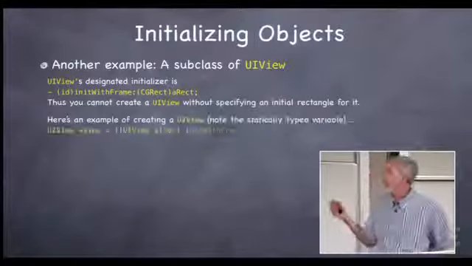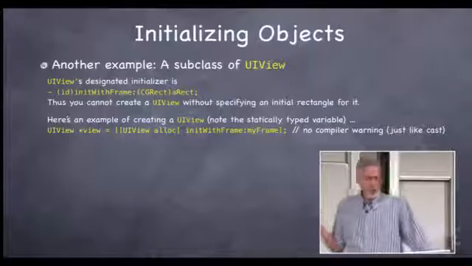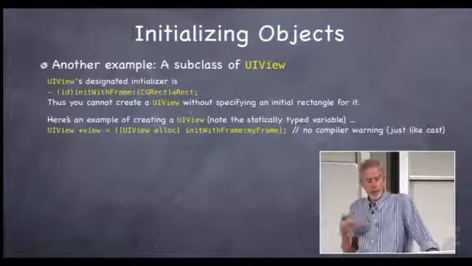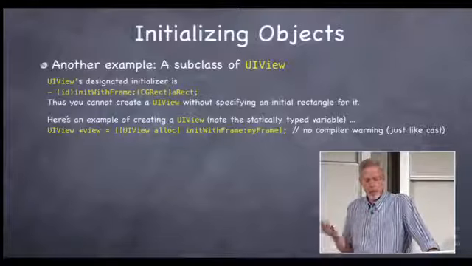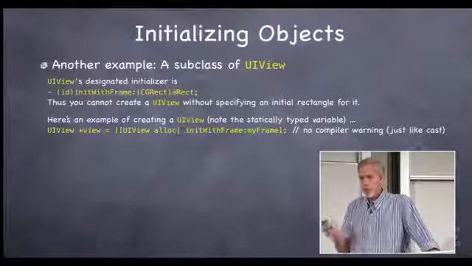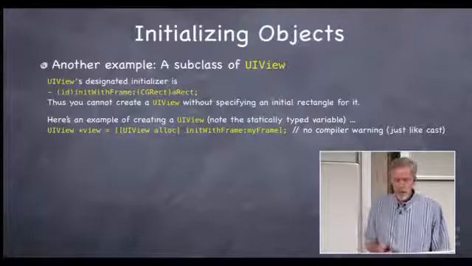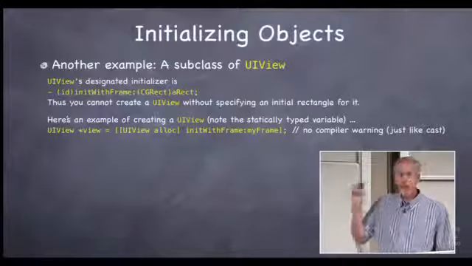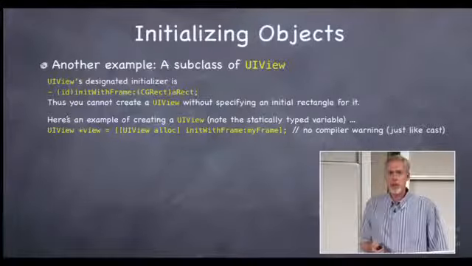And so, here's an example of creating a view. UIView star equals UIView alloc, initWithFrame, myFrame, where myFrame is some rectangle on screen. And this would not generate a warning, because again, it's like you're casting, and the compiler figures you know what you're doing here.